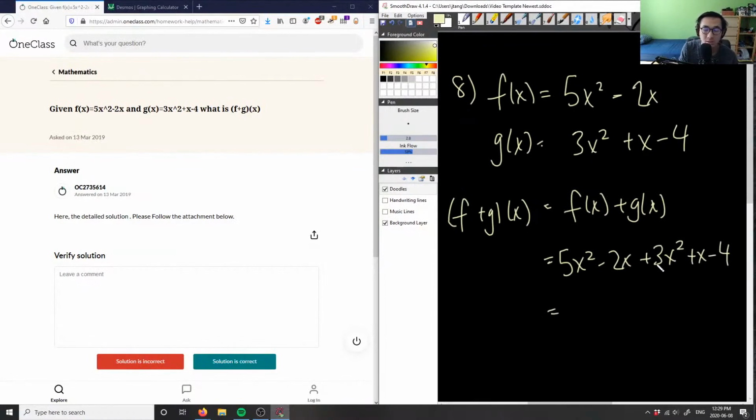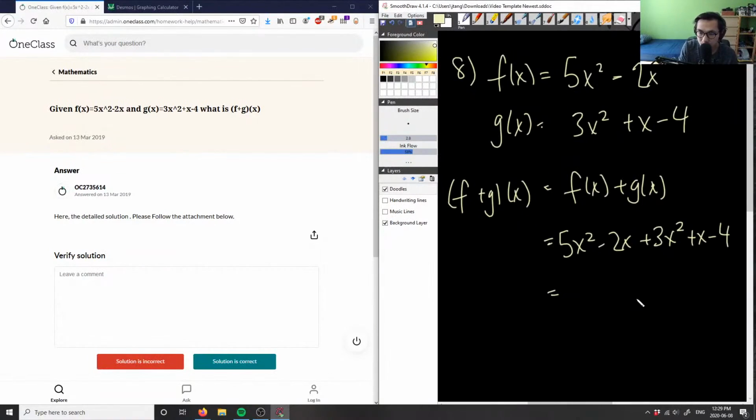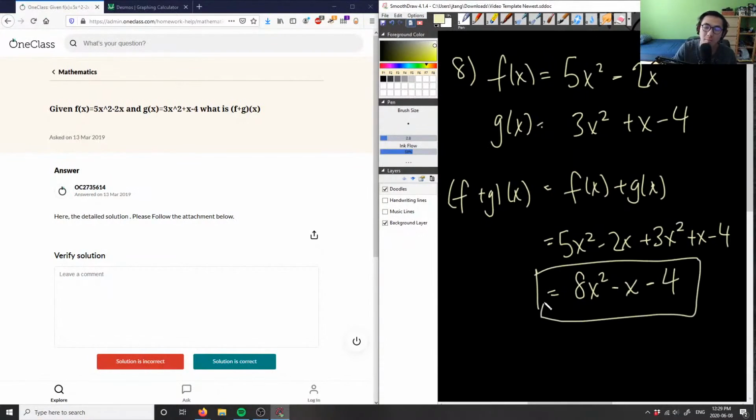So I'm simply just using the property where f plus g of x is equal to f of x plus g of x, and I can simply just collect terms to solve this problem. So 5x squared plus 3x squared is going to give me 8x squared. Minus 2x plus x will give me just simply minus x. And then we're just left with negative 4. So this is our solution here: 8x squared minus x minus 4.